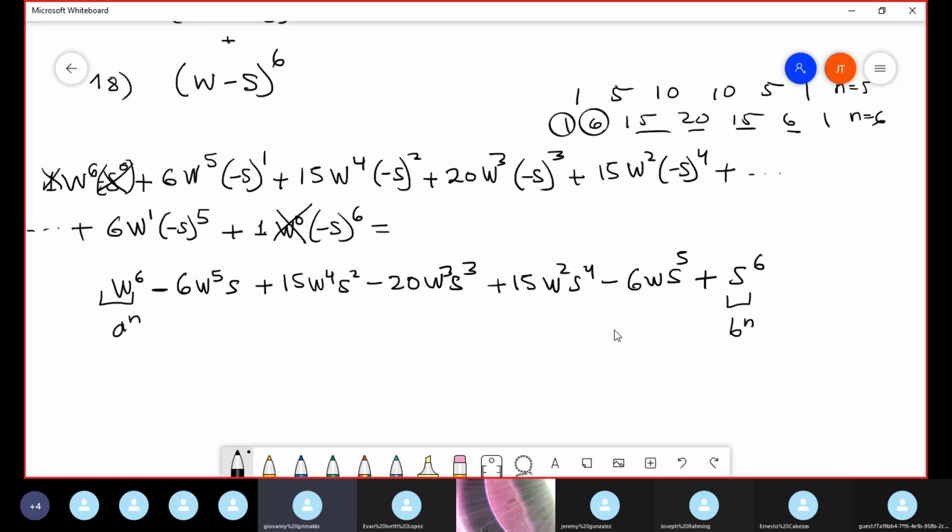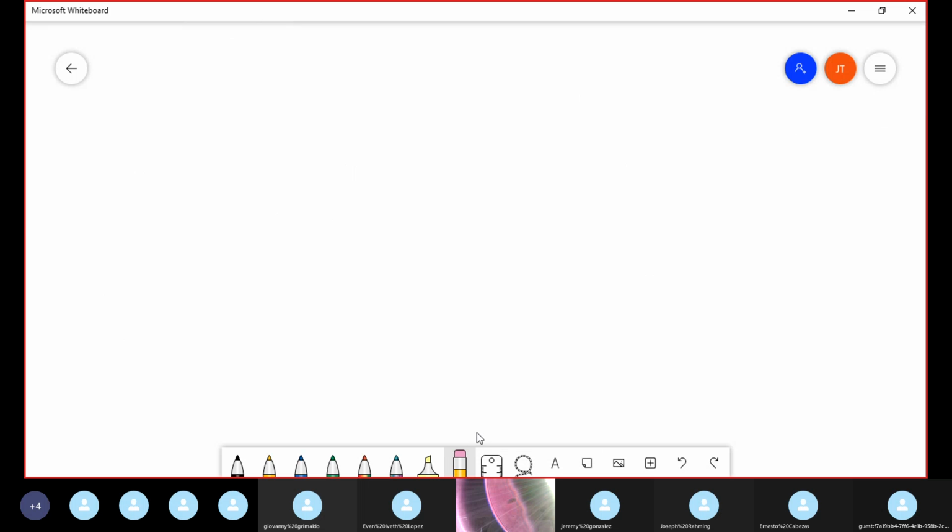let's move on to the 19. Okay, 19 and 20 are a little different, because you don't need to expand the binomial theorem completely. You try to find one specific term, so they ask you for one specific. For example, 19 says: using the binomial theorem to find the indicated coefficient of terms.